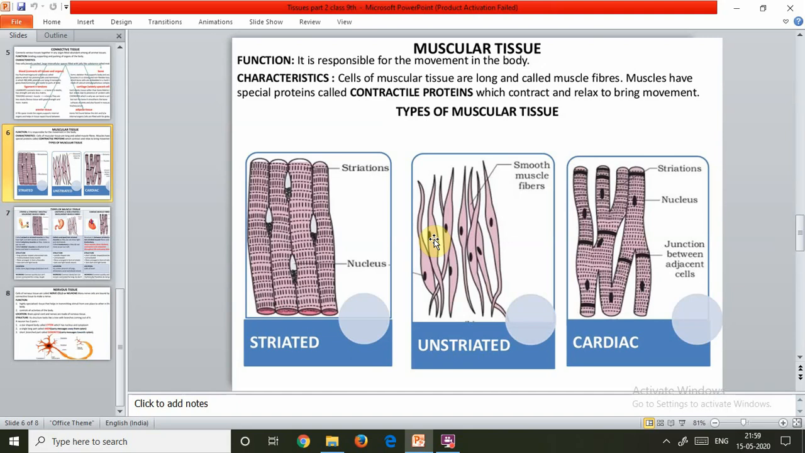Then comes the cardiac muscles. Cardiac muscles show characteristics of both the smooth and the striated muscles.